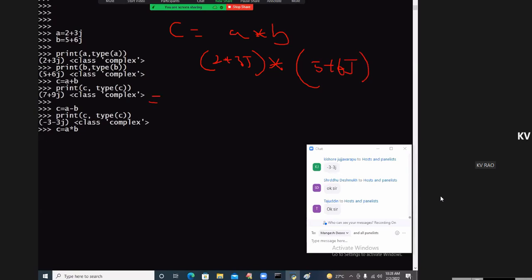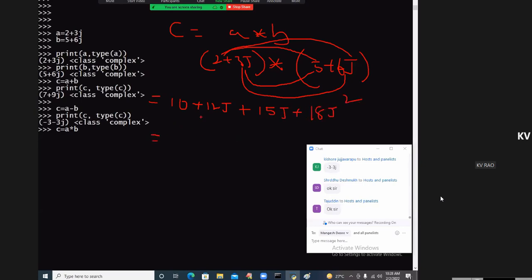So 2 into 5 and 2 into 6j. 10 plus 12j, plus again 3j, you need to multiply. 3 into 5, 15j, plus 3j into 6j, it is called 18j square. That is equal to 10 plus 12j plus 15j, which is 27j, plus 18 into minus 1. It is not 1, it is minus 1. So 10 plus 27j and then minus 18. Coming to the next, what is it?